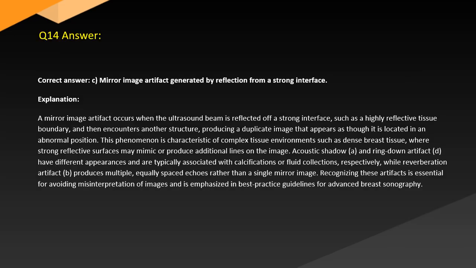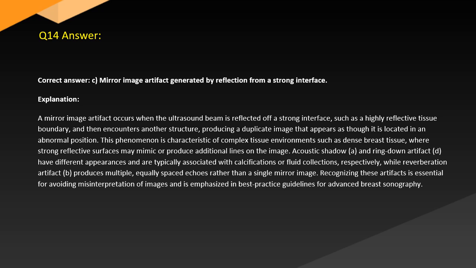Answer. Correct answer. C. Mirror image artifact generated by reflection from a strong interface. Explanation. A mirror image artifact occurs when the ultrasound beam is reflected off a strong interface, such as a highly reflective tissue boundary, and then encounters another structure, producing a duplicate image that appears as though it is located in an abnormal position. This phenomenon is characteristic of complex tissue environments such as dense tissue, where strong reflective surfaces may mimic or produce additional lines on the image.